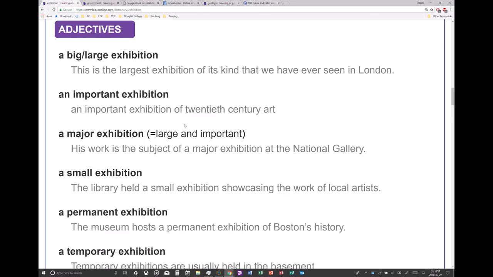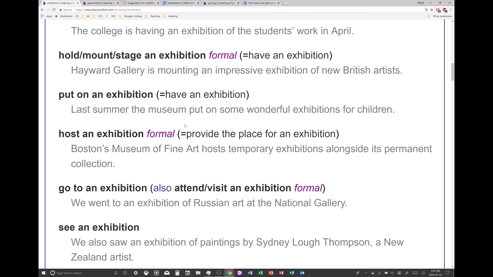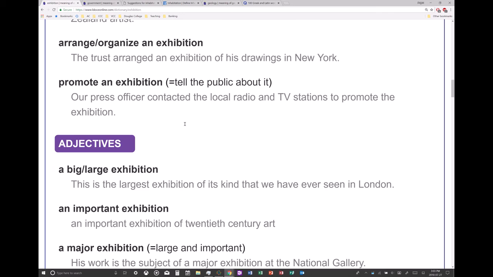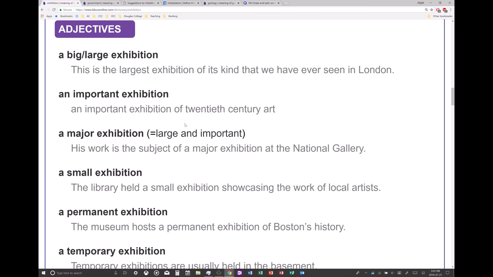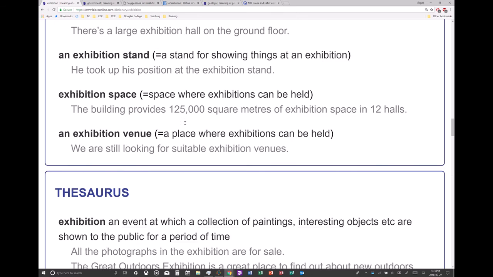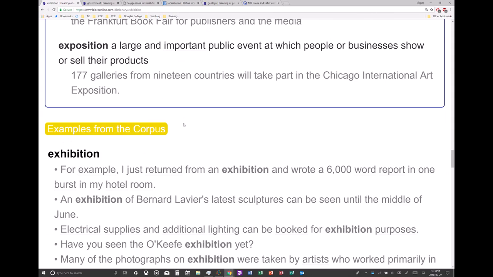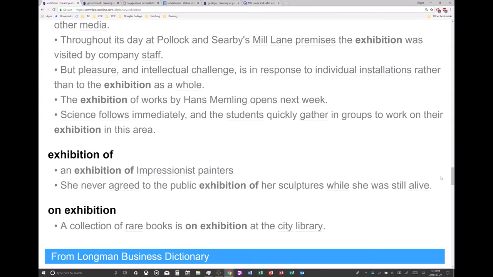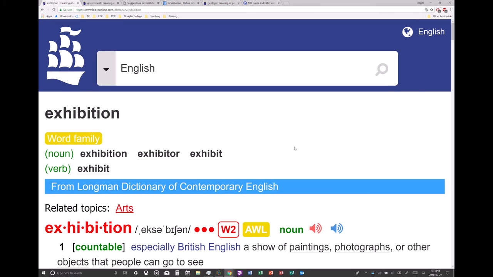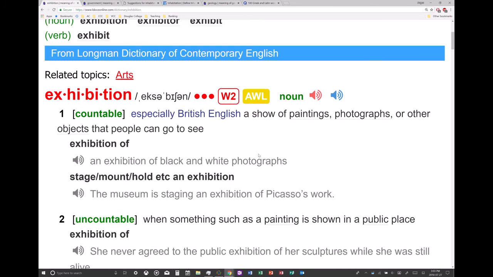And here we can use them with verbs. To have an exhibition, to put on an exhibition, like to put on a show. Here you can use adjectives to describe exhibitions. Then you can use it with nouns, like show an exhibition. So two meanings here. One is a show and the other is sort of an event or a piece of art.